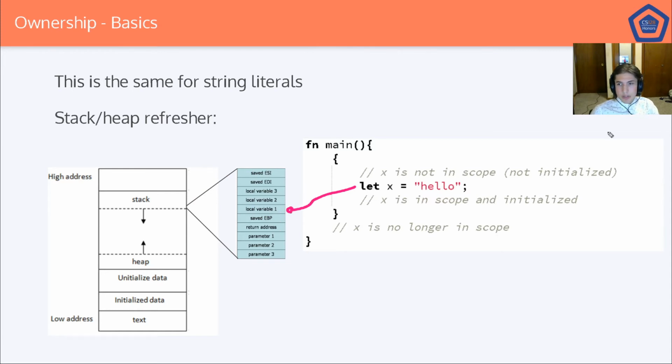And somewhere here, this x is stored as a local variable, because that's what it is. It's a local variable, right? And so that takes up space, clearly, on the stack.